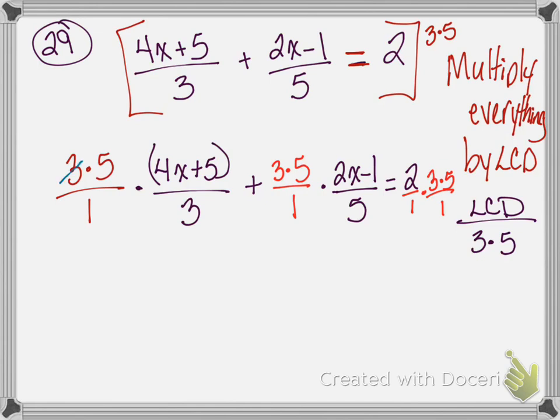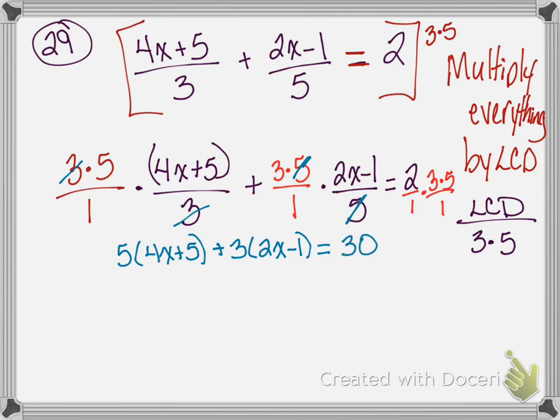So here, it shows me exactly what I cancel out. I'm left with 5 times (4x + 5). Here, my 5's cancel, and I'm left with 3 times (2x − 1). Then I have 2 times 3 times 5.